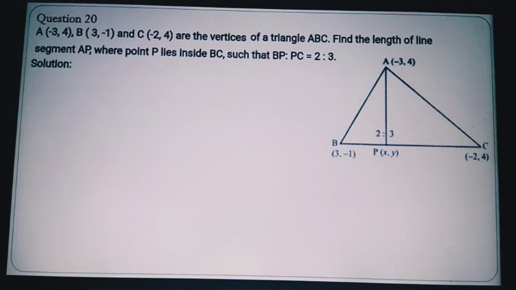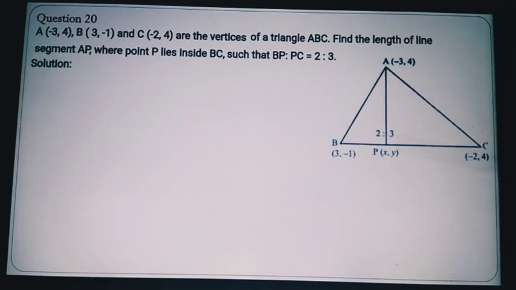So there is a triangle ABC, and there's a point P which lies inside BC. So this is line BC, and that's why here inside BC there's a point P such that BP and PC are in the ratio 2:3. So BP is 2 and this is 3. Now you need to find the length of the line segment AP. That means this you have to find. Now to find AP, we know the coordinates of A, but we don't know the coordinates of P. So if we are able to find the coordinate of P, then we'll use the distance formula to find AP.